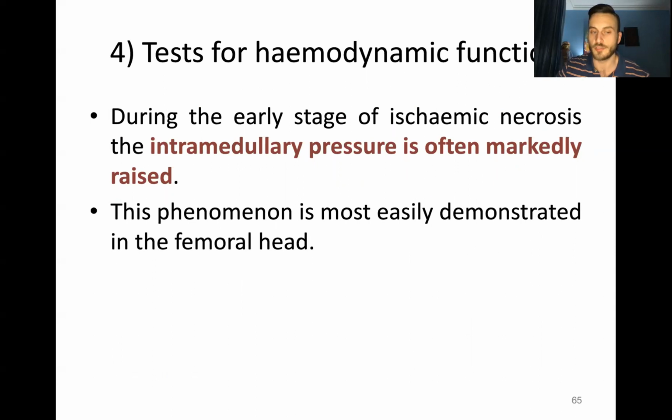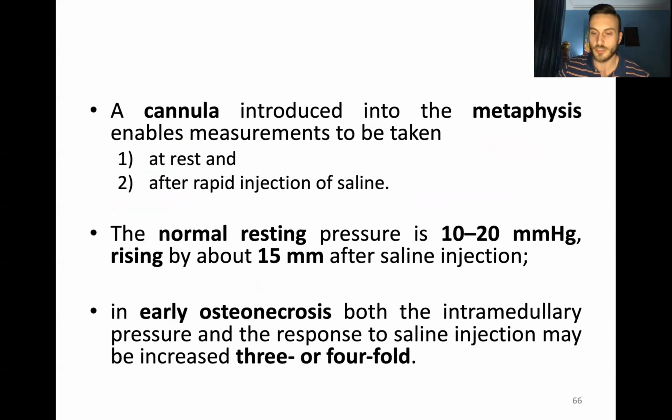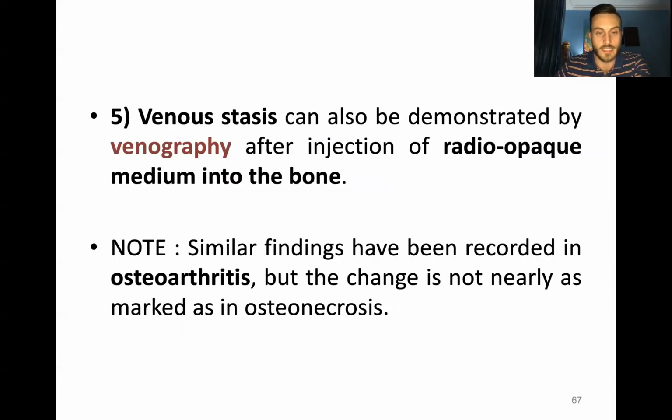Tests intramedullary pressure. So normally intramedullary pressure is about 10 to 20 millimeter Hg. So we introduce a small catheter inside the bone and we can measure the pressure. If it's 10 to 20, this is the normal. And we sometimes inject saline. So it's called saline injection test. So when we inject the saline, it should be raised up to 15 millimeter Hg. The problem when you have osteonecrosis, it can be raised 3 to 4 folds. Okay, so this is the idea of the saline injection test.